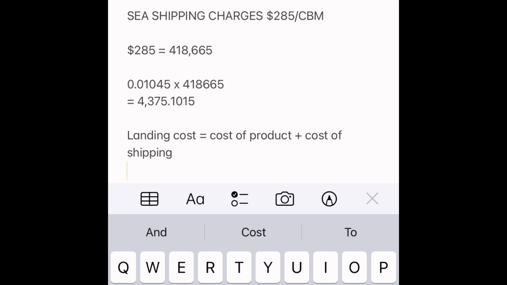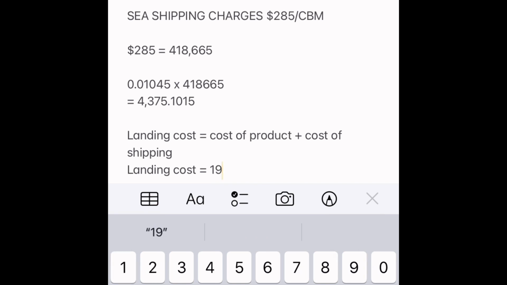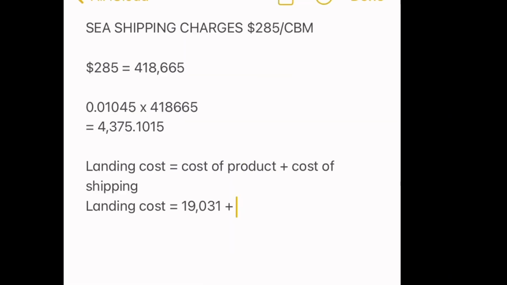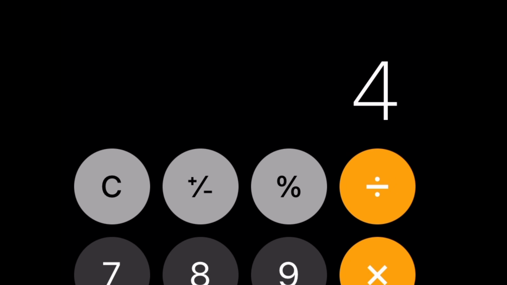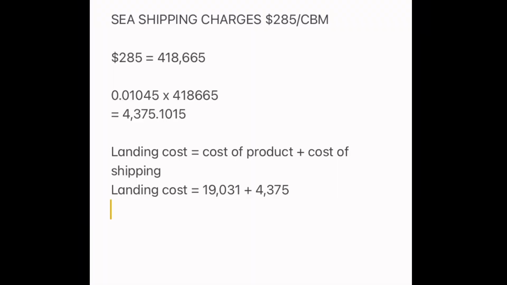Now we have the cost of our product, landing cost, which is equal to 19,031 naira. So we're going to add the cost of our product plus the cost of our shipping. Remember, it has been converted to naira now. It is no longer in yuan, Chinese currency anymore. So we're going to add the cost of the shipping, which is 4,375 naira. So the cost of our product plus the cost of our shipping is a total of 23,406 naira. So guys, I'm going to copy this and paste it here. So we have a total of 23,406 naira. That is the total of our landing cost.